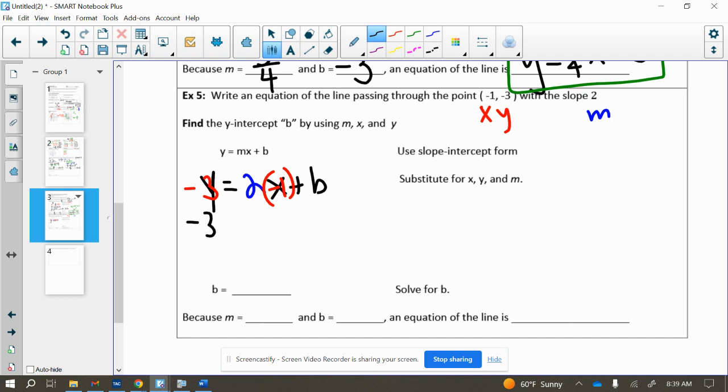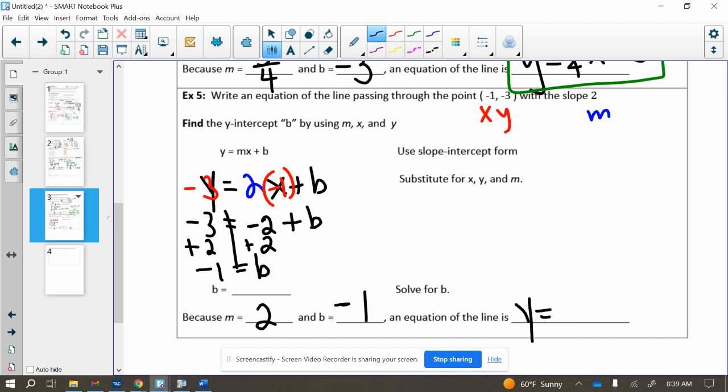So -3 equals 2 times -1, which is -2, plus b. Add the 2 over. We end up getting -1 to be our value of b. So m, again, is 2. B is -1. Equation for our line is y equals mx plus b, or in this case, y equals 2x minus 1.